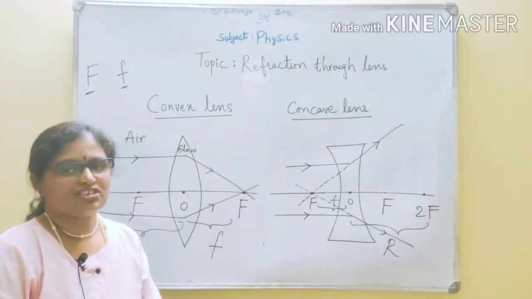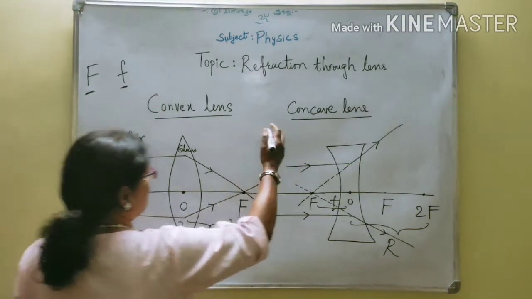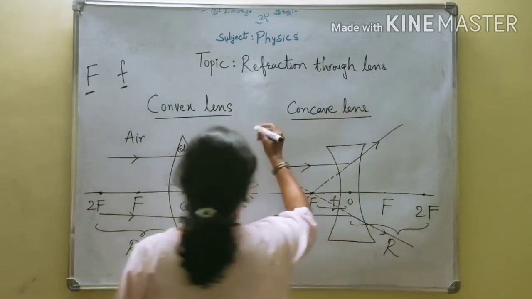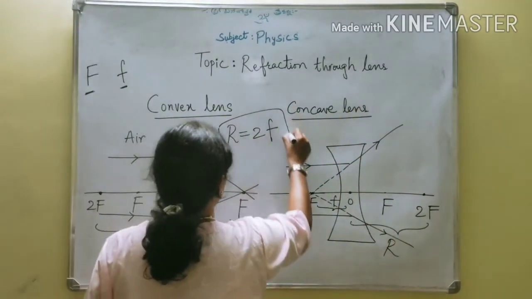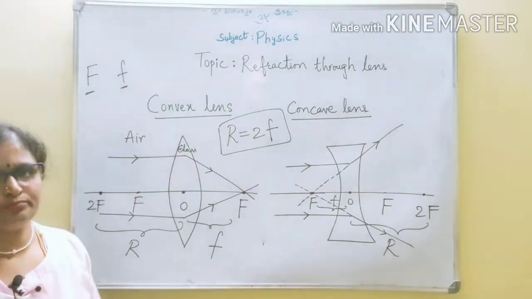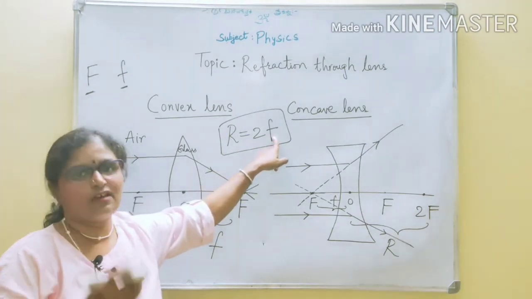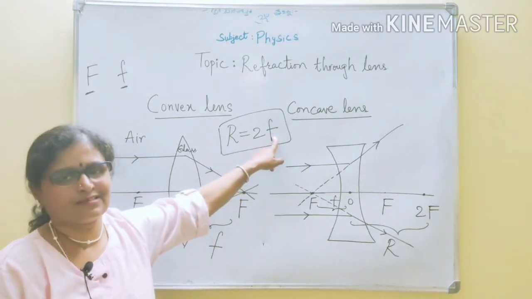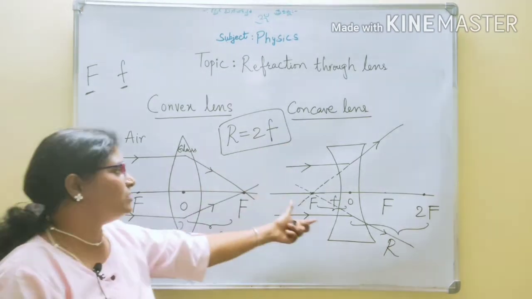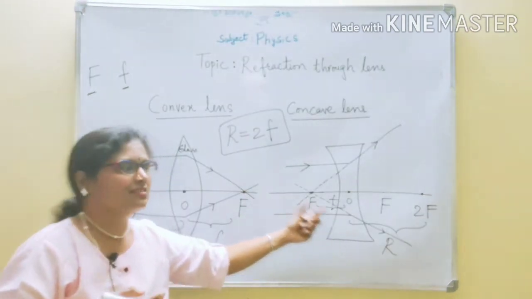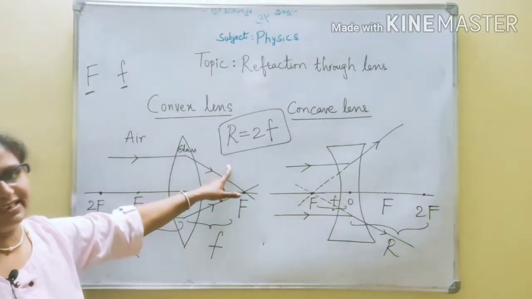So what is the relationship between the radius of curvature and the focal length? There is a formula for that. Let me write here. R is equal to 2f. R is equal to twice the focal length. R represents the radius of curvature and f is the focal length of the given lens. So R is equal to 2f. So if suppose the focal length of the lens is 10 cm, then what will be the radius? 2 into 10. 20 cm will be the radius.